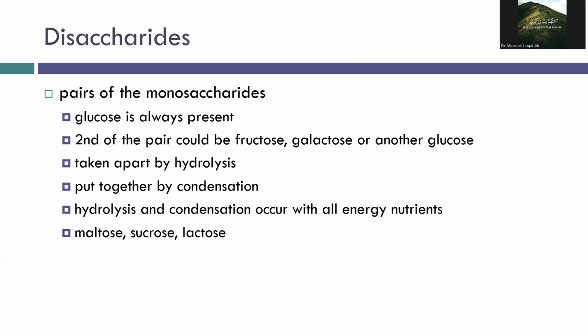Let's have a general overview of the disaccharides. Disaccharides consist of two monosaccharide units joined by a glycosidic bond. Glucose is almost always one of the units. The second may be fructose, galactose, or another glucose. Disaccharides are formed by condensation, the removal of water, and broken down by hydrolysis, that is the addition of water, during the digestion process. The three most important disaccharides in human nutrition are maltose, sucrose, and lactose.